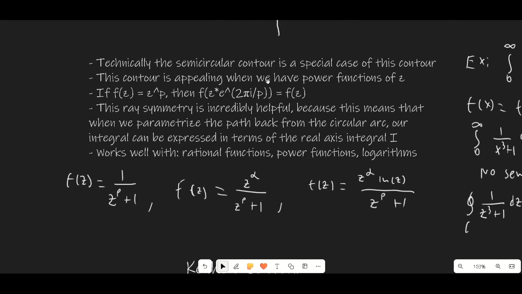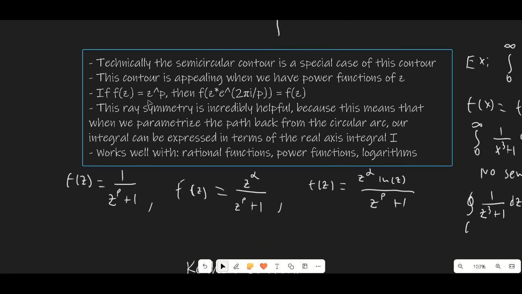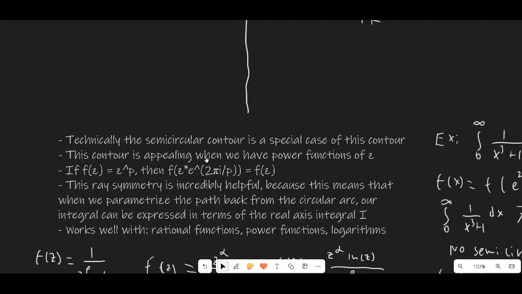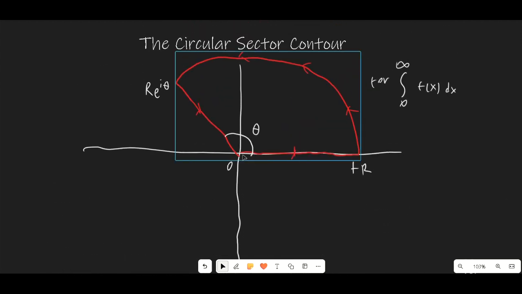So it's appealing when we have power functions of z, and the reason for this is because if f of z is z to the p, then if we replace z with z times e to the 2 pi i over p, we get f of z again. And what this means is that the values of the function over this line will be the same as the values of the function over this line, since all we're doing is multiplying everything by e to the i theta, which in this case theta could be 2 pi over p, right?